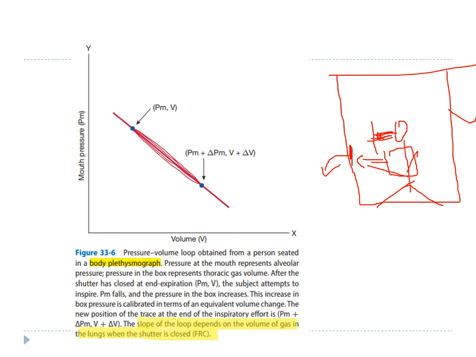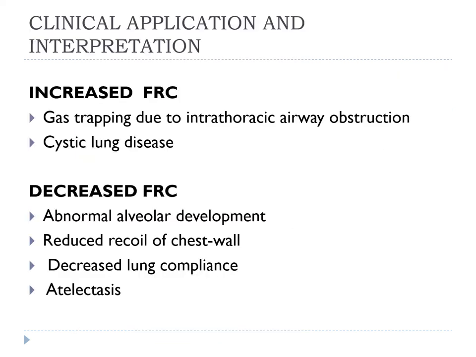When the patient breathes and suddenly the shutter is closed, there is a change in the pressure and a change in the volume. When he inspires, the volume in the lungs increases and the pressure decreases. He is asked to pant repeatedly, and there is a change in the volume and pressure with simultaneous looping, and this loop is used to determine the FRC.